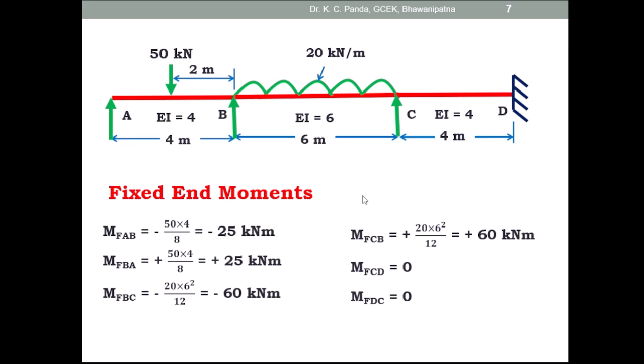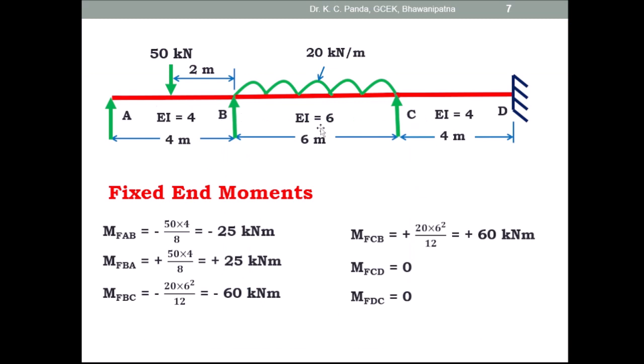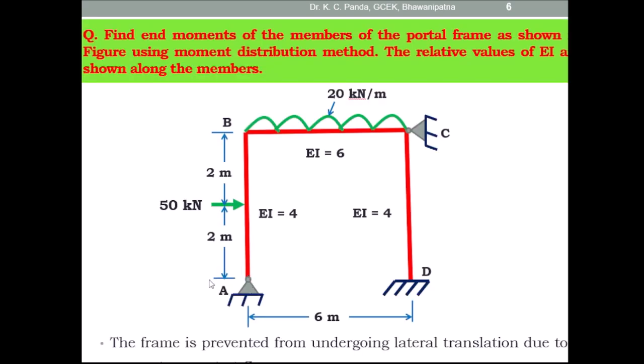So first open the frame A, B, C, D. So this is A, B, C, D. The A support is simply supported, B is the intermediate support, C is the intermediate support, and D is the fixed support. So here A is a hinge support and B is the joint. So you have to treat it as an intermediate support, and C is the joint.